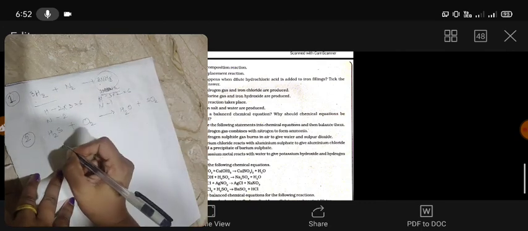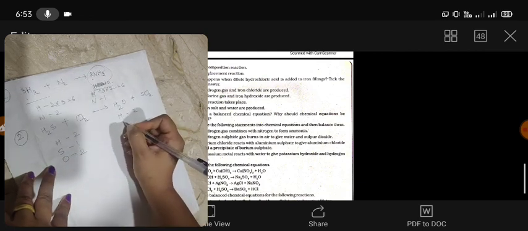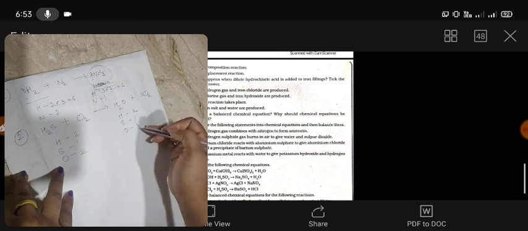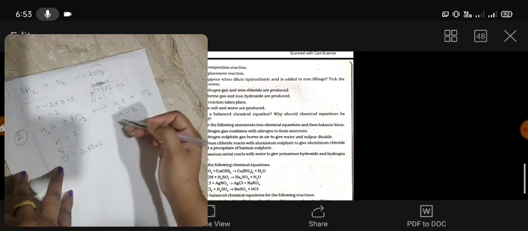So hydrogen, sulfur, oxygen: hydrogen 2, sulfur 1, oxygen 2. On product side, hydrogen 2, sulfur 1, oxygen 3. Hydrogen is balanced, sulfur is balanced, oxygen we need to balance. So 3 on this side, 2 on this side. So multiply by 3, multiply by 2. So we can get 6. So 3 here multiplied. So oxygen 3, 2 is 6.